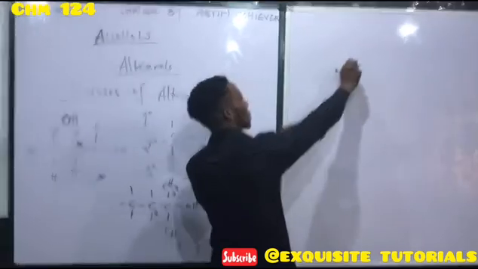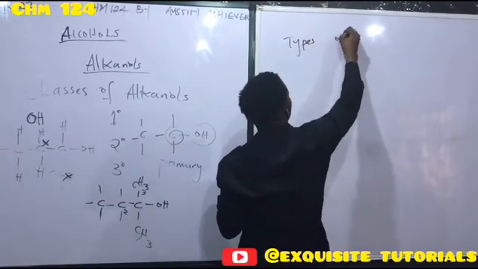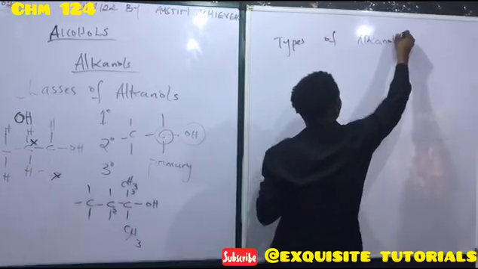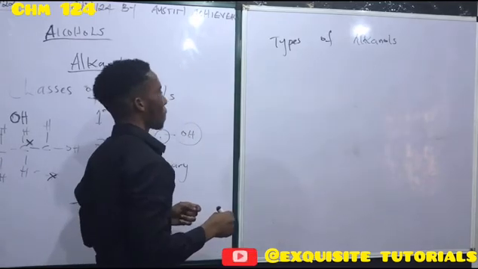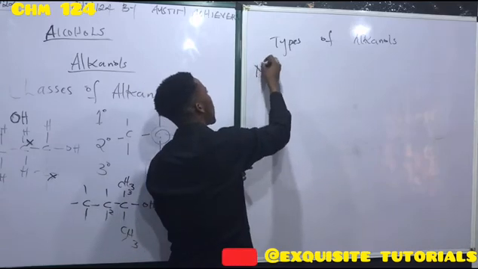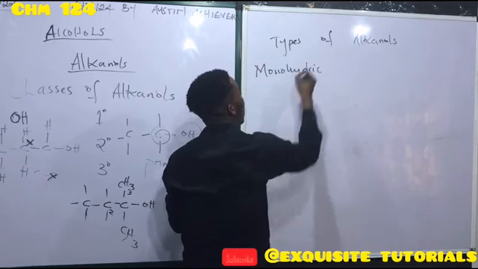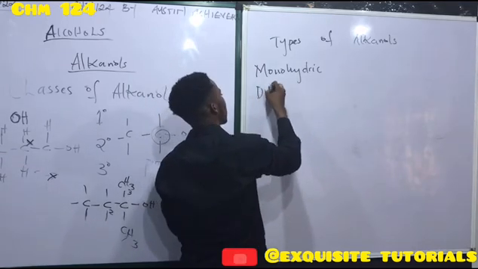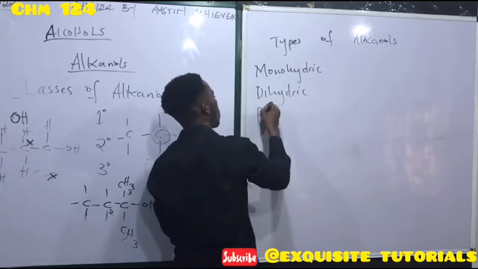Having said that, let us look at the types of alkanols. Now we have the monohydric, we have the dihydric, then we have the polyhydric.